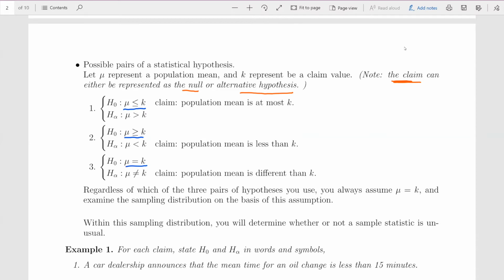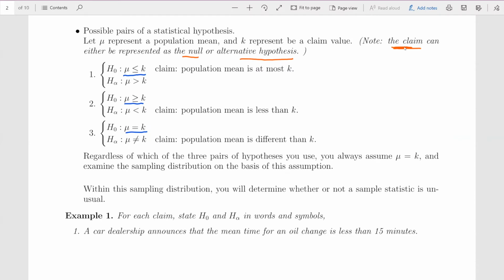Again, keep in mind that regardless of which of the three hypotheses you're using, you always assume that the population mean equals k. You assume that the population mean is the claim value, and then you examine the sample distributions on the basis of this assumption.